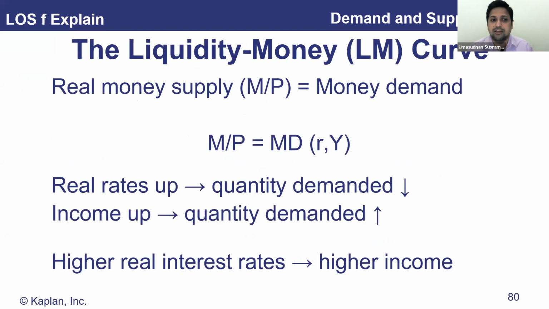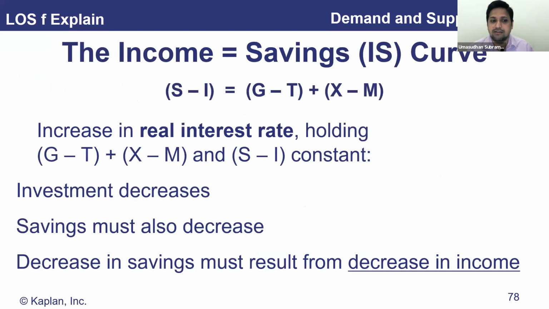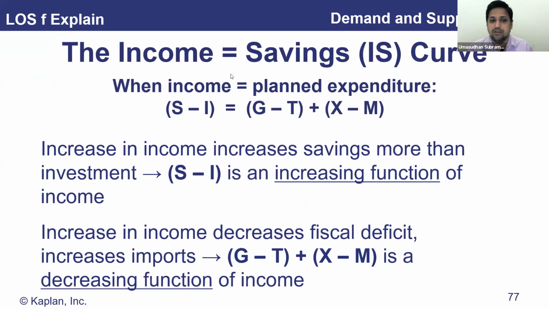Now, let's get going. This is what your IS curve looks like. So how this formula works is S minus I. Again, I'm bringing I back onto the income side. So you have your S minus I.